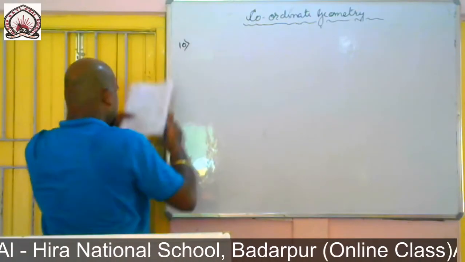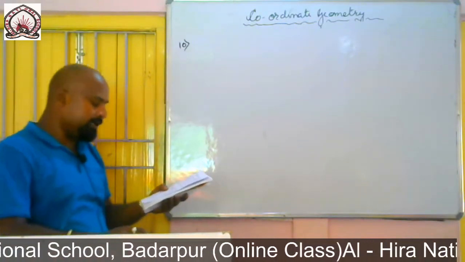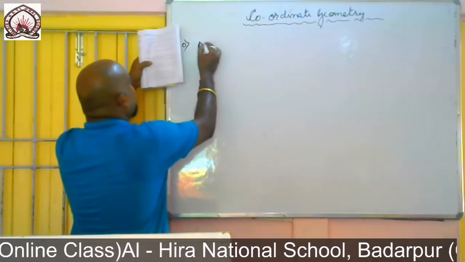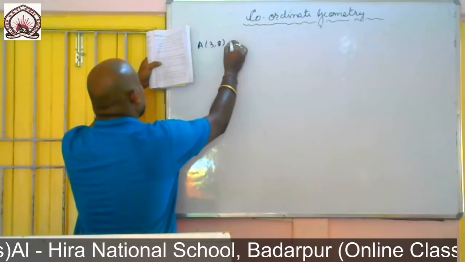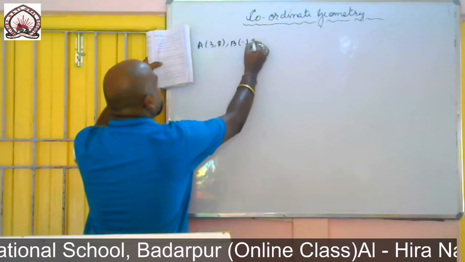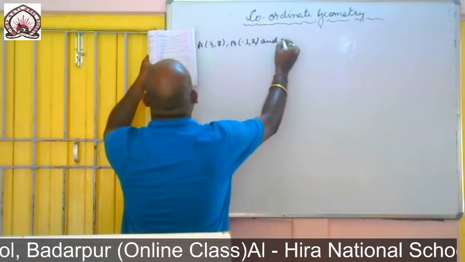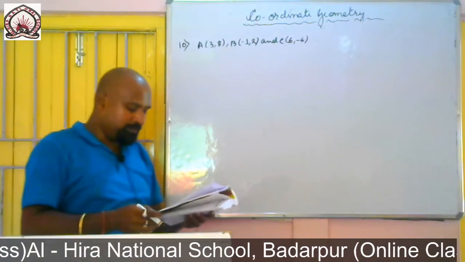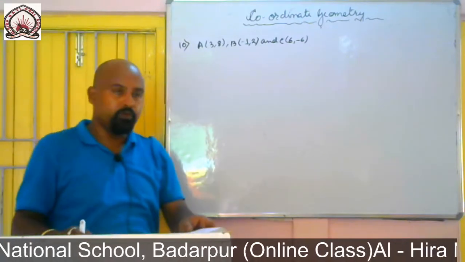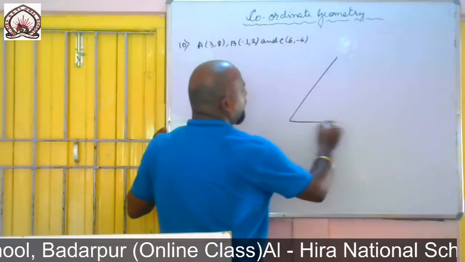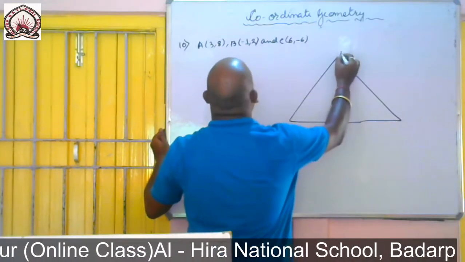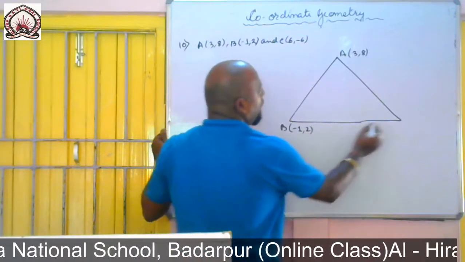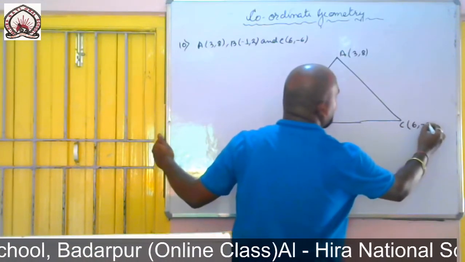Now question number 10. A triangle is formed by A, the coordinate they have given you, A 3 comma 8, and another coordinate B, minus 1 comma 2, and the coordinate C is given as 6 comma minus 6. Find the gradient of the median of the triangle through A. Now let us consider this is the triangle. The coordinate of A is 3 comma 8, the coordinate of B is minus 1 comma 2, and C is given as 6 comma minus 6.